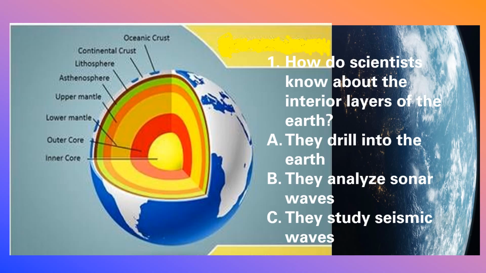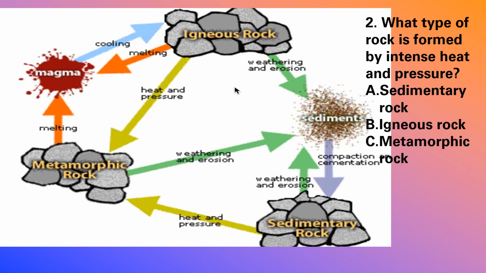Number 2, what type of rock is formed by intense heat and pressure? A, sedimentary rock. B, igneous rock. Or C, metamorphic rock.